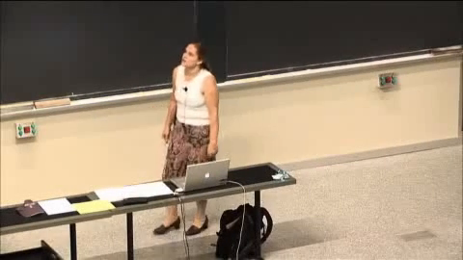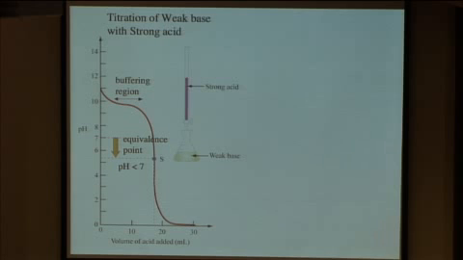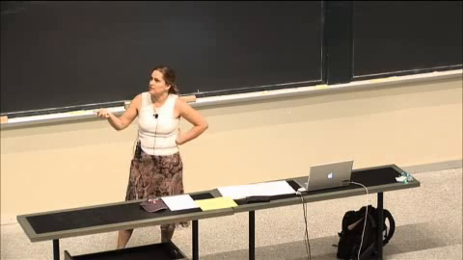So now let's go the other direction and consider titration of a weak base with a strong acid. So here's what that curve would look like. You're going to start basic, of course, because you're starting with a weak base. You haven't added any strong acid yet. As you add strong acid, the pH will decrease, because it is a weak base, you will be forming some of its conjugate as you add the strong acid.